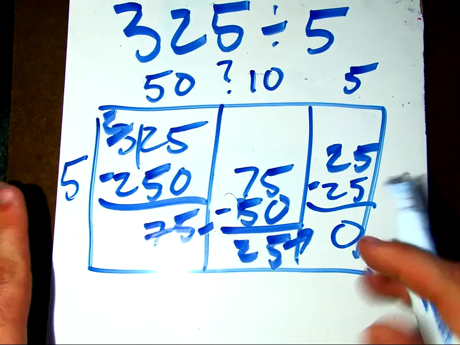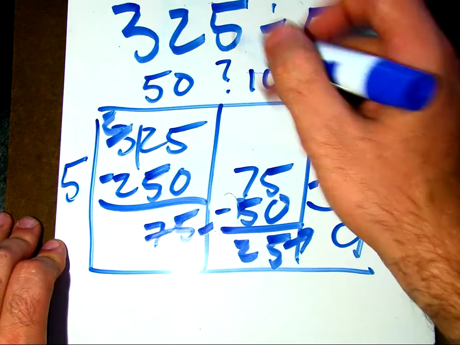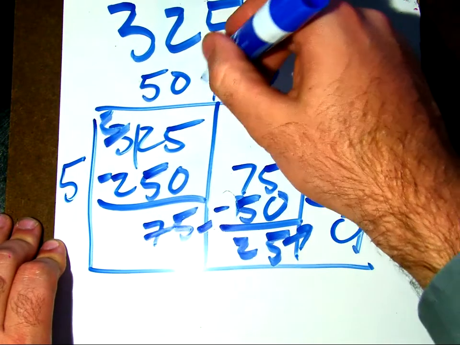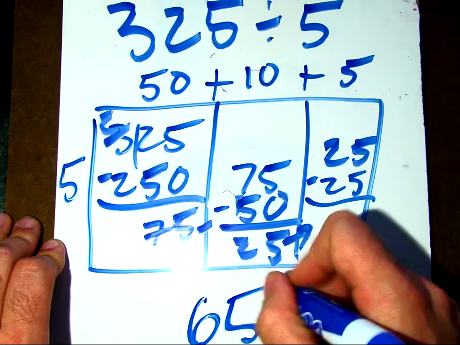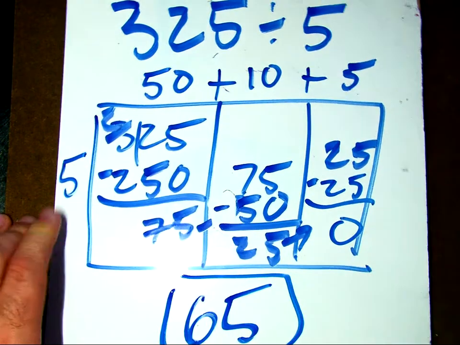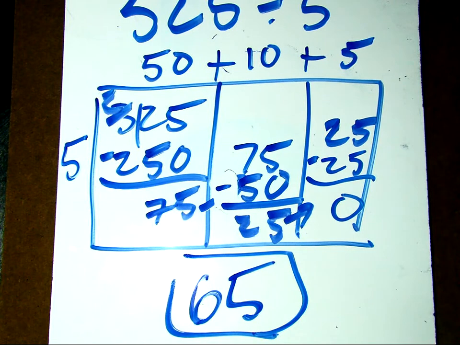Now I can add all these up, and I get 65 as my answer. That's how you do division by parts. It's basically the same thing as the big 7, just for the more spatially minded among us.